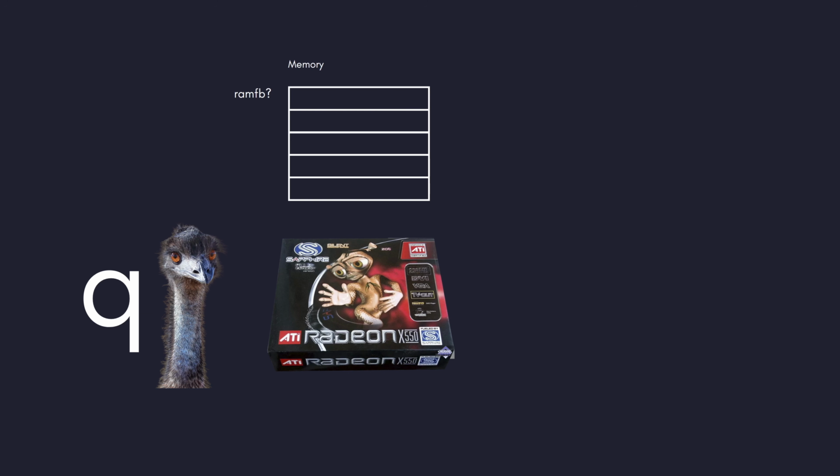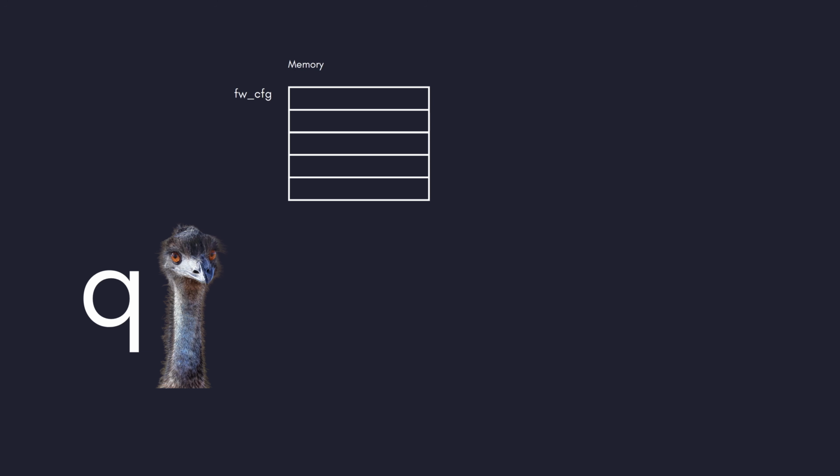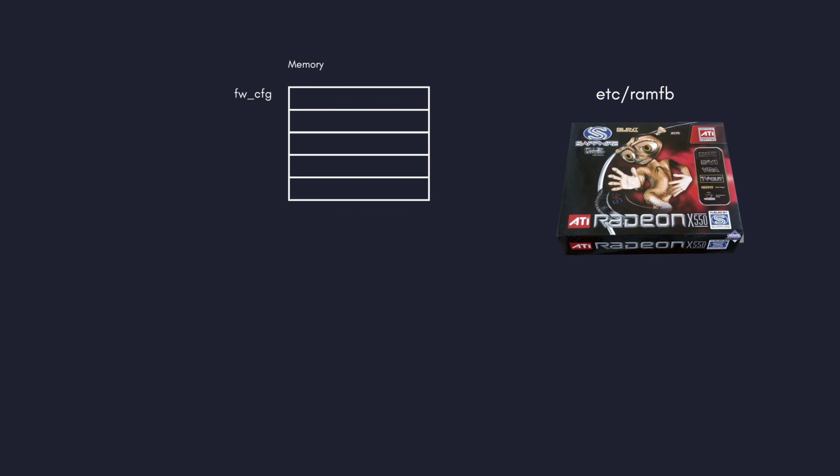The second issue is RAM-FB doesn't really exist in memory. Instead, to address it, we need to use something called the firmware configuration, which is something that QEMU provides to configure our firmware. Yeah, a lot of these names are pretty self-explanatory, honestly. So the firmware configuration works by setting up a bunch of files that we can read and write in order to configure the system as we're booting. Specifically, we're looking for a file called etc/ramfb.